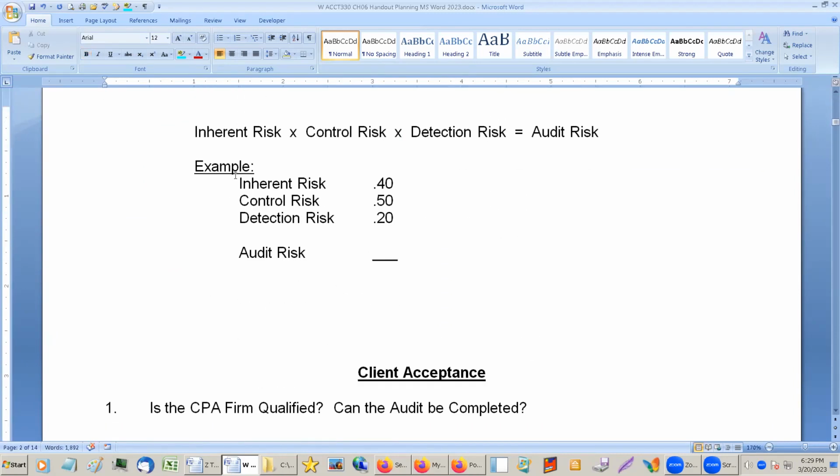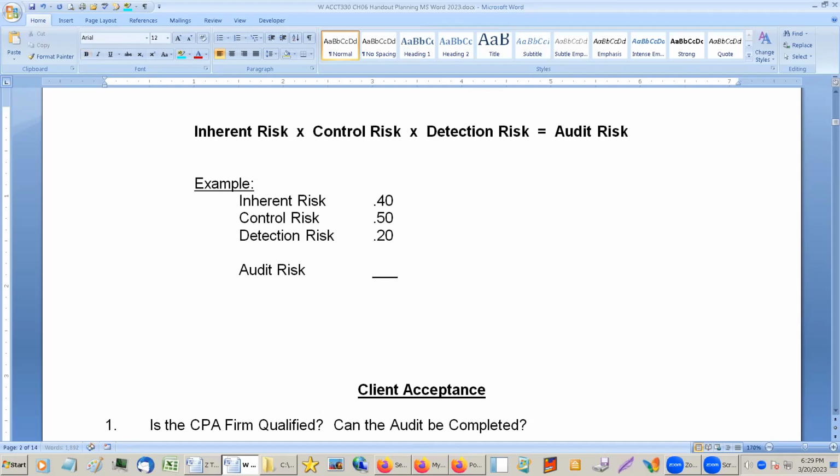Okay, there is a mathematical formula that has appeared on the CPA exam. And that is if you multiply the inherent risk times the control risk times the detection risk, you come up with the audit risk. So this will look like this. Inherent risk is 40%, which seems very high, times the control risk, which is 50% here, again very high, times the detection risk, which is 20%.